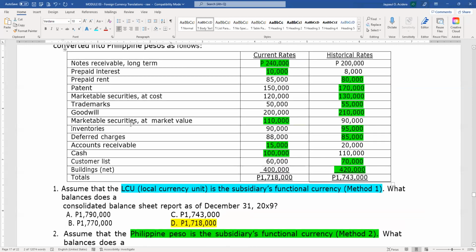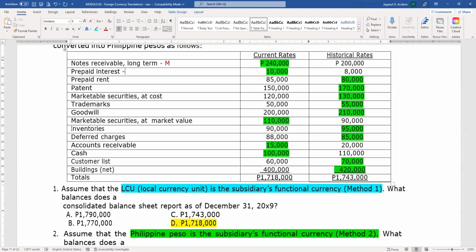Paano nakuha yan? First, let's identify if it is monetary or non-monetary. Okay, gamitin natin letter M if it is monetary, NM if it is not. Okay, so this one is monetary.